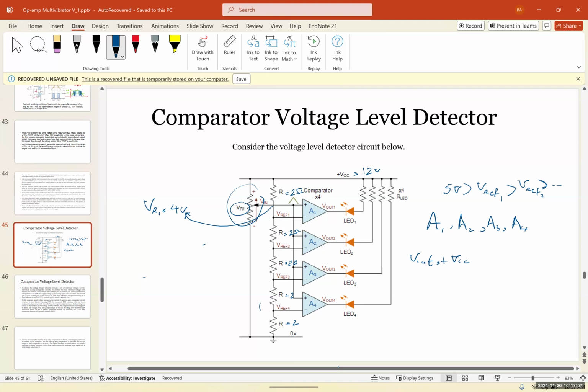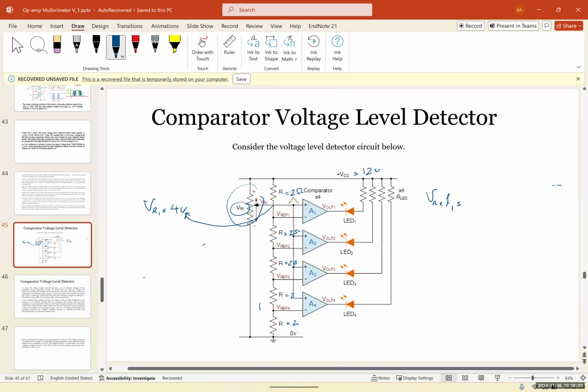Which of these LEDs would be turned on? LED 1, 2, 3, 4, or all of them? Which one would be turned on? So here, all the R's are 2 ohms. VR1 is 4 volts, the voltage we got from a battery. Which LEDs would be turned on? The first 3? Sure. So let's find V reference 1.